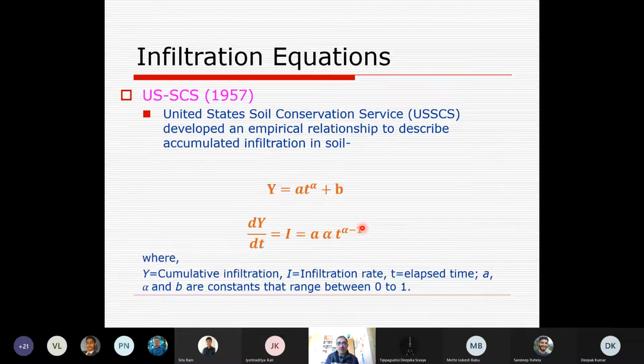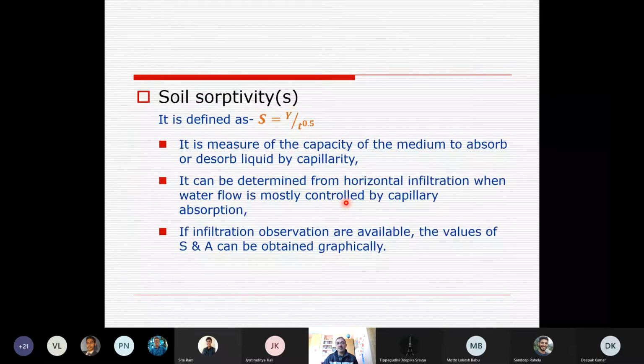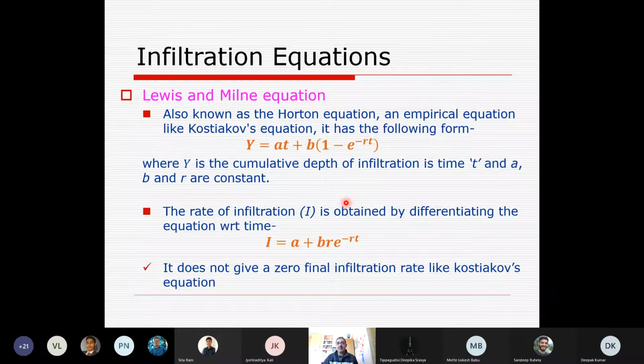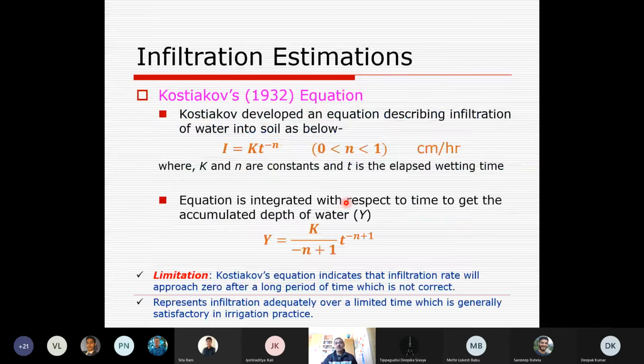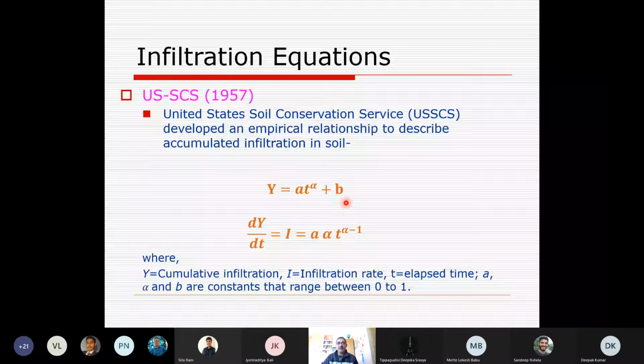So there are four equations developed to estimate infiltration rate and accumulated infiltration in the soil, provided we know the soil properties represented by constants. In SCS, it is A, alpha, B. In the previous one, it is soil sorptivity and A, two parameters. In Lewis and Milne, it is A, B, and R. And in the Kostiakov equation, it is K and N, representing the soil property, along with the sorptivity that is measured in the Phillips equation.